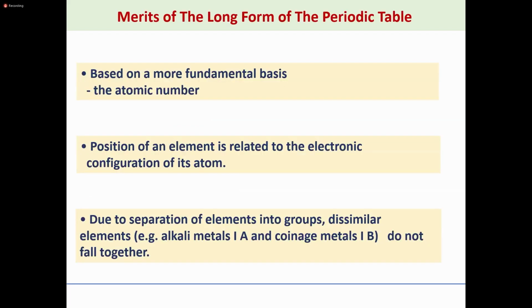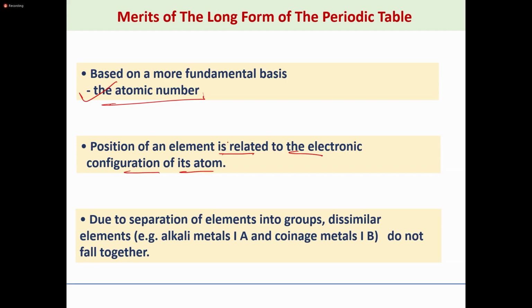Now we will learn about some merits of this long form of the periodic table. It is based on a more fundamental basis, the atomic number. What is that? You have to know the atomic number carefully, because in this periodic table, whatever elements are present, these elements are arranged according to the atomic number. So you have to be careful about the atomic number of the element. And the position of an element is related to the electronic configuration of its atom.